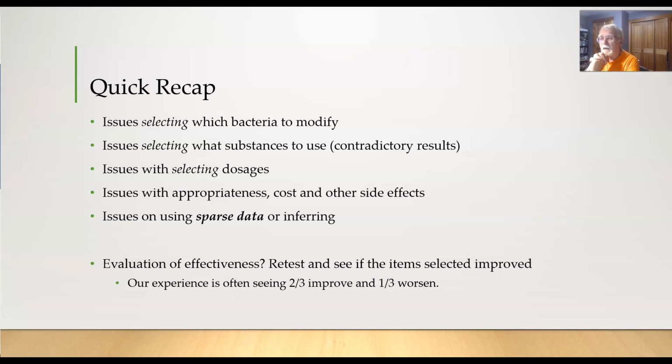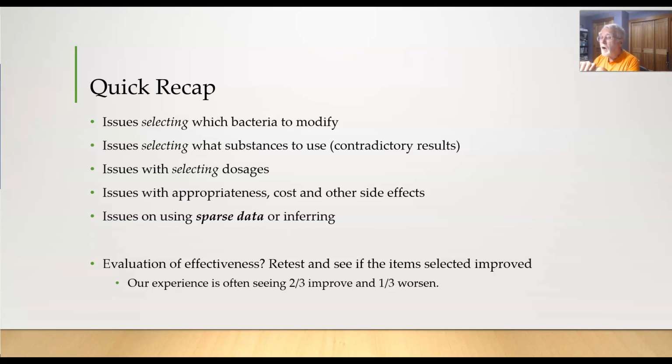We have issues selecting substances because the data we're working from is often very selective and not widely applicable. Sometimes the studies are for people with a specific condition. If your patient or your person has the same condition, it probably has a better chance of applying. If it's a totally different condition, it may not apply, but we may have no information for that condition. The so-called sparseness of data issue.